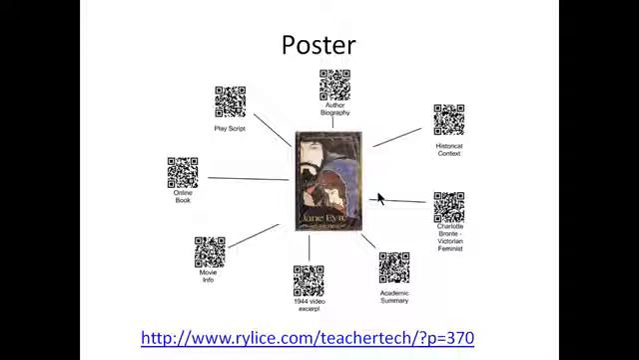An example might be creation of a poster, and you could have students work in groups to create these different components of the poster. But this example is Jane Eyre, and there are codes that link out to the Jane Eyre play, or to the biography of the author, to an online book, movie information, academic summary.